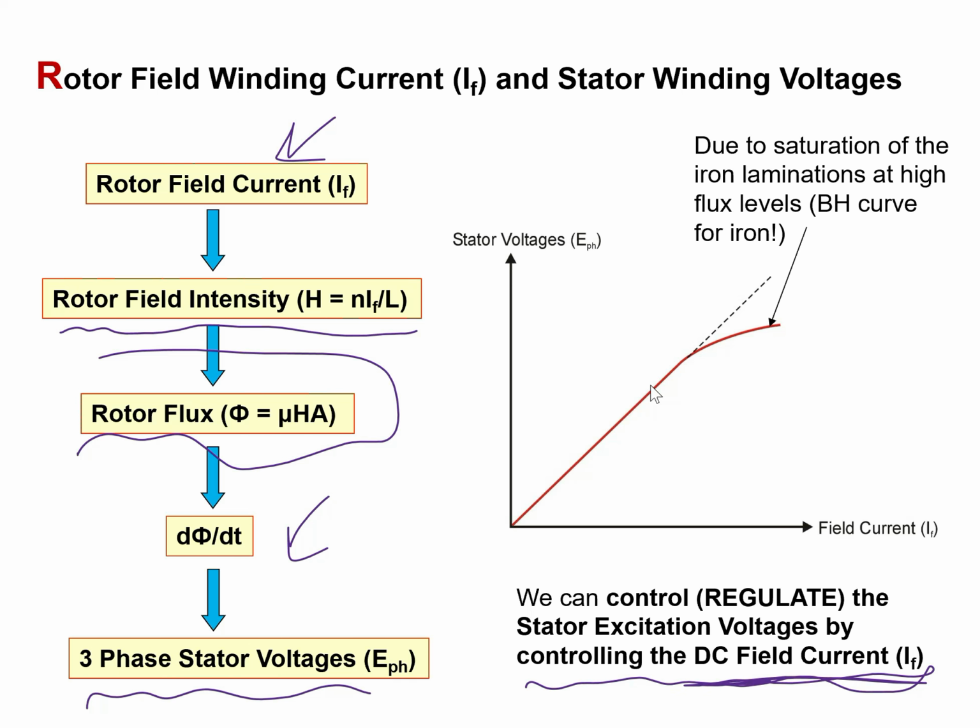And we can see that as the field current increases, the stator voltage increases linearly up to a specific point. After this point, what would happen is the saturation of the iron laminations at high flux levels. And that's why we see the curve over here. So it's always desirable not to reach this stage. That's why the field current is limited before this point.